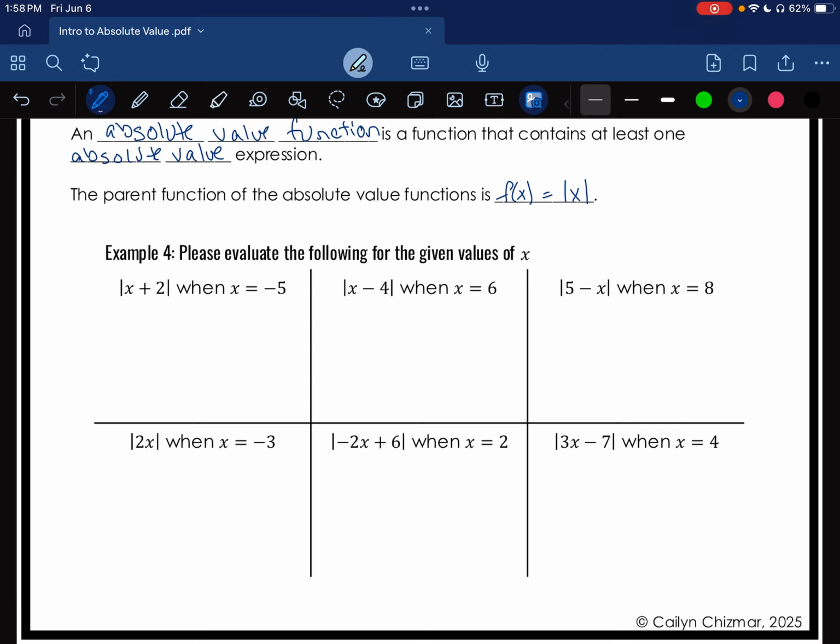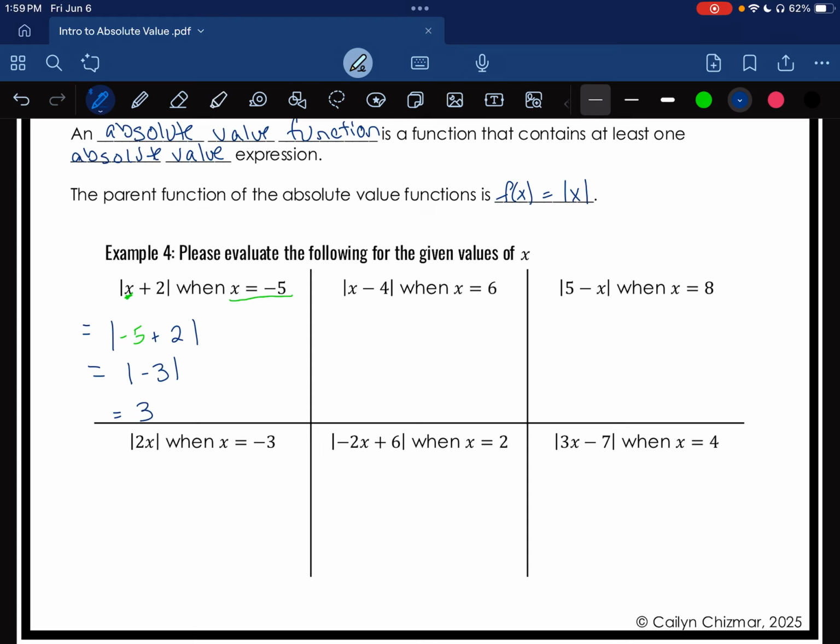So if it's the absolute value of x plus 2, and I want to evaluate when x is -5, I'm going to take this x right here and replace it with -5. I like to use color when I'm doing stuff like this because I think it helps me to visualize. Oh, -5 and x swapped really nicely. All right, so then -5 plus 2 is going to be -3. So I get the absolute value of -3, which is 3.